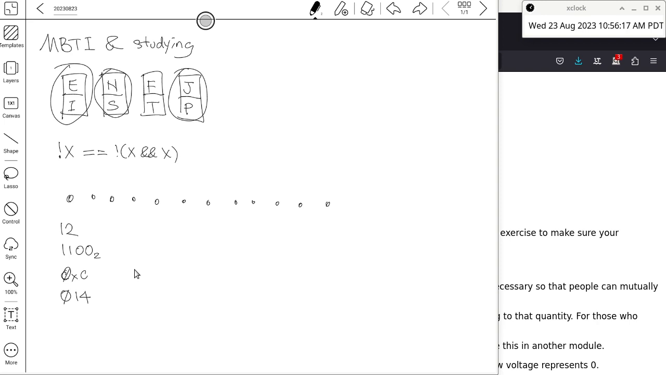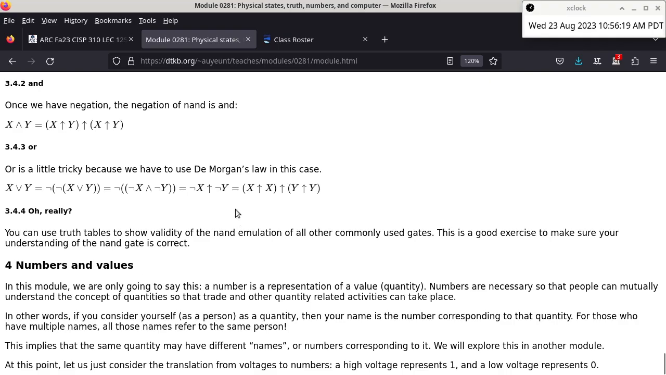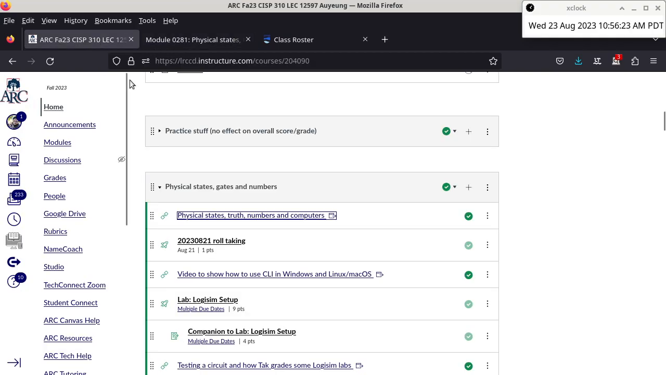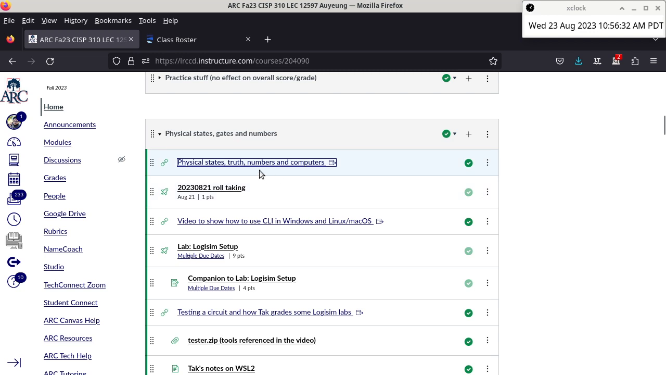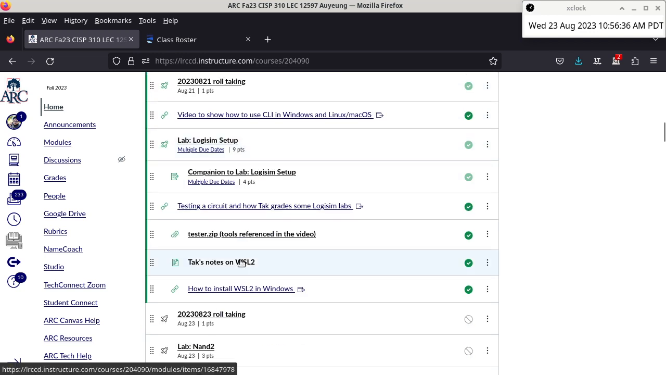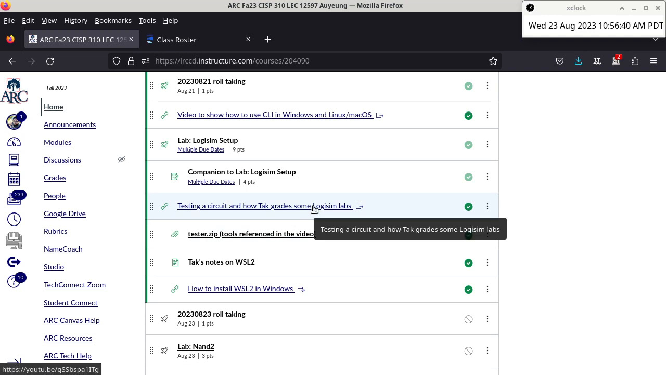So now we are officially done with this module, which means it's time to move on to the next one. In this class, I really do not want to have to remind people: when we are done with one module, we just continue on to the next one. So the next module, if you read all of this stuff here, is great because now you understand how I test the circuit that you submit, okay?